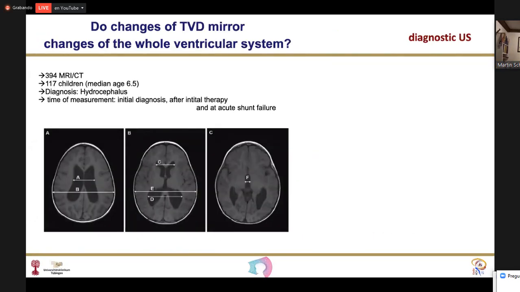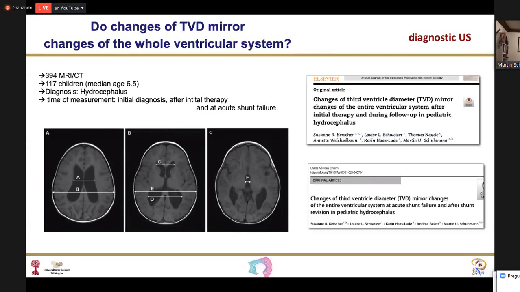Now, the biggest question, if we want to use ultrasound to determine the third ventricle, is the question whether changes in the third ventricular diameter actually reflect changes in the lateral ventricles. We are used to look at lateral ventricles. We normally don't look that much at the third ventricle. So we investigated 170 children and almost 400 MRI, CT scans, again, Louise and Susanne Kerscher's work, which has been published recently and is available to you.